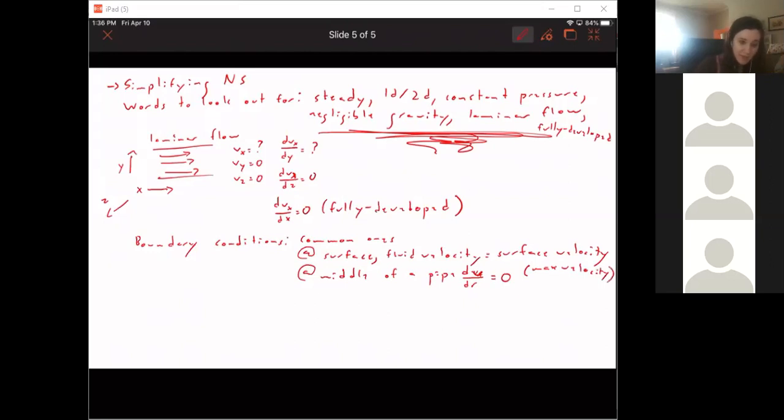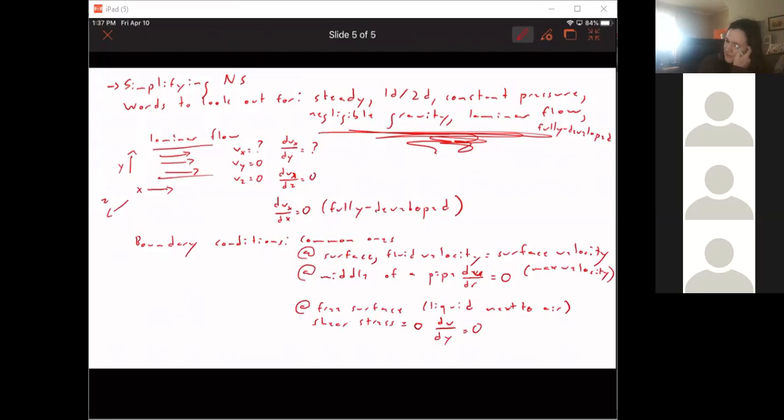One we actually didn't talk about, but I'm going to say it so that you know it. At a free surface, so liquid next to air, like on the top of a river, shear stress is equal to 0. So du/dz or dy or whatever would be 0. Okay, so simplify, integrate, apply your boundary conditions.